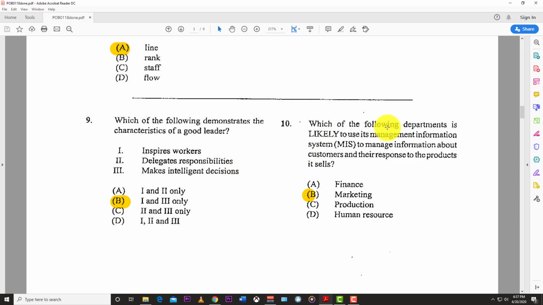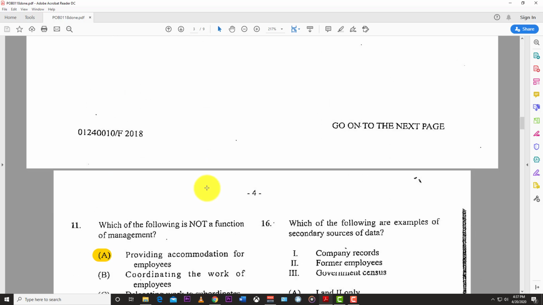Alright, number 10, which of the following departments is likely to use its management information system, MIS, to manage information about customers and their response to products it sells? And of course, once we're dealing with customers and selling, we're talking about the marketing department.